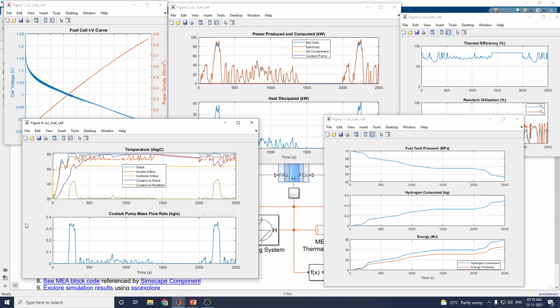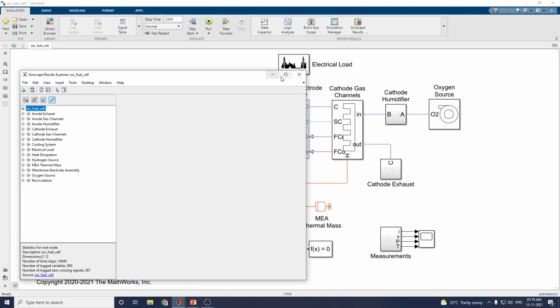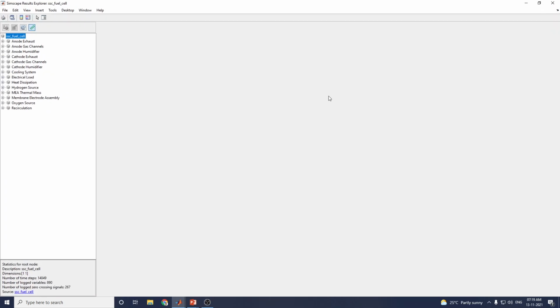Now, by using the interactive Simscape Result Explorer block, we can analyze the fuel cell Simulink model by using each and every block, every node. You can understand this concept. Now the window is coming. It's called the Simscape Result Explorer window. This node is the root node. Here in this root node, you can see what blocks and subsystems are involved. For example, anode exhaust, anode gas channels, anode humidifier, cathode exhaust, cathode gas channels, cathode humidifier, cooling system, electrical load, heat dissipation, hydrogen source, MEA thermal mass, membrane electrode assembly, and oxygen source and recirculation unit.